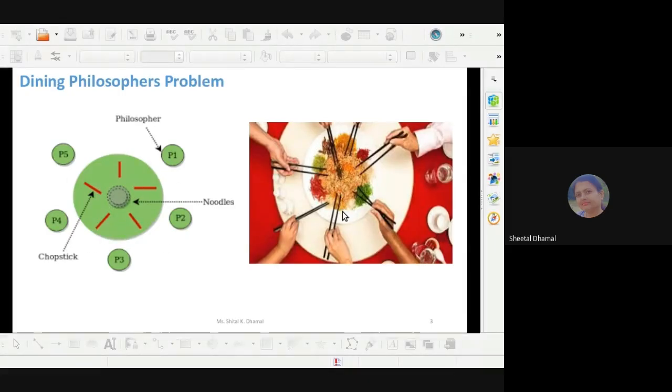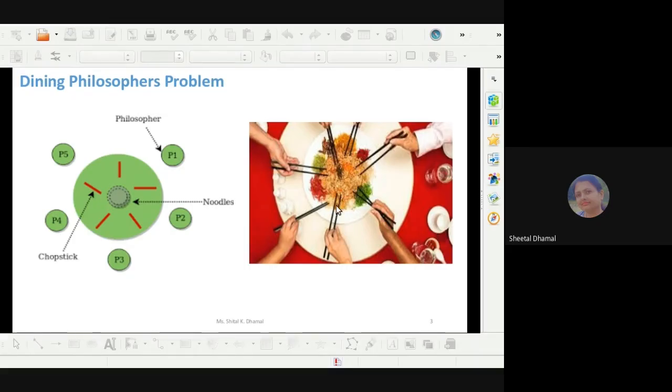In the right-hand figure, you can observe that the philosophers are sitting around a circular table and sharing the noodles. Each philosopher eats the noodles or rice using two chopsticks. They require two chopsticks to eat the noodles. It is not possible for a philosopher to eat the noodles using a single chopstick.